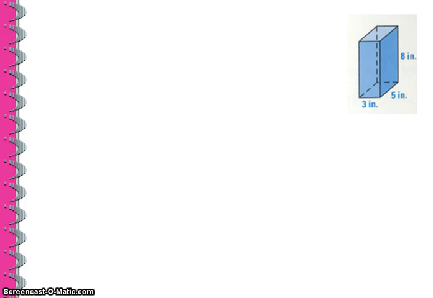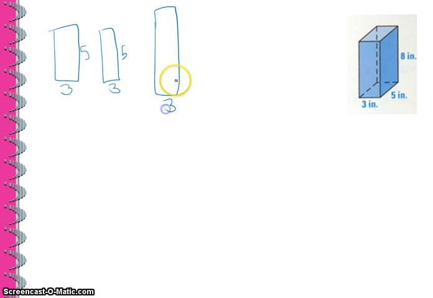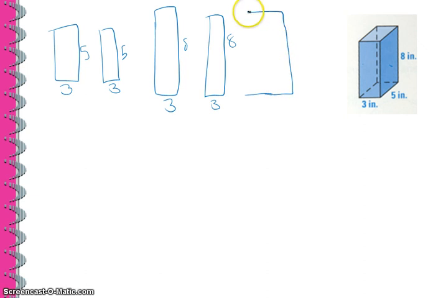And what you would notice when you did that is that you would have two sides that were 3 by 5. And you would have two sides that were 3 by 8. Two faces that were 3 by 8 from your box. And then you'd have two more faces that were these sides here of the box. So they were 5 by 8.